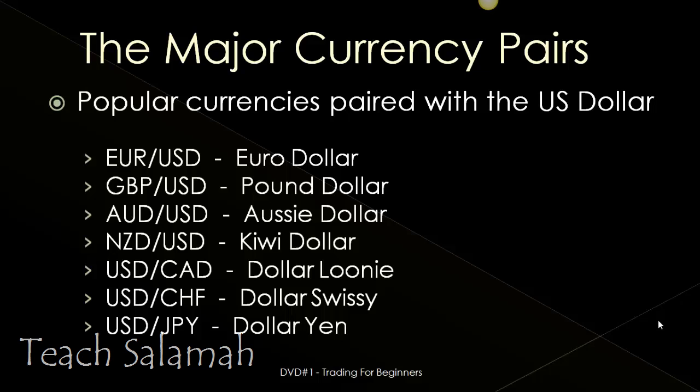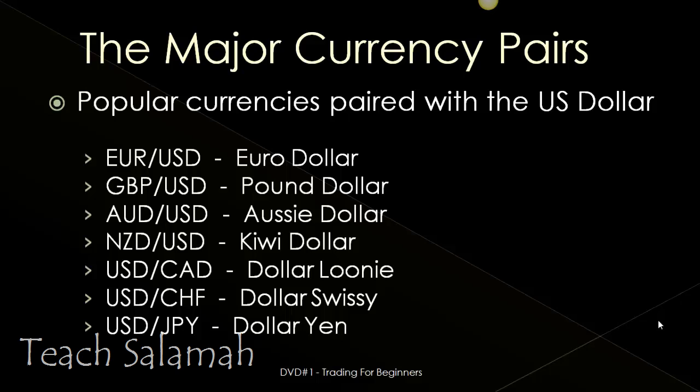Now, some of these currencies also have some odd names. The Euro USD is known as the Euro dollar. The GBP USD is known as the pound dollar. The AUD USD is known as the Aussie dollar. The NZD, or New Zealand dollar, and the US dollar is known as the Kiwi dollar. The US dollar and the Canadian dollar is known as the dollar loonie. The US dollar and the Swiss franc is known as the dollar Swissy. And the US dollar and the yen, well, they just call it the dollar yen.